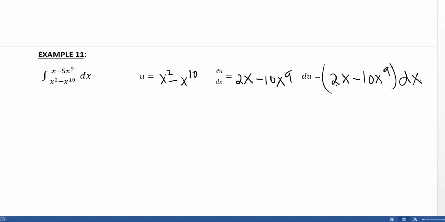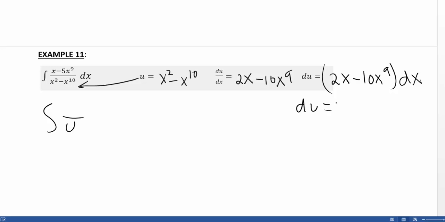So again, I now start to do my substitution. I start by plugging in my u for whatever I substituted it in for, which is the denominator in this type. Then I look at what's left in the numerator and compare. So in the numerator, I have an x minus 5x to the 9th. My du, however, is 2x minus 10x to the 9th. So my functional part looks the same. I have an x to the 1 and an x to the 9th, but my constants look different. So I have to think about how I can manipulate these to make them match.